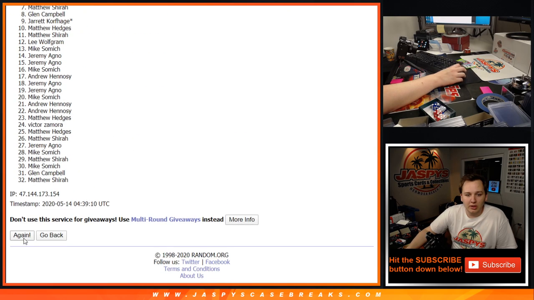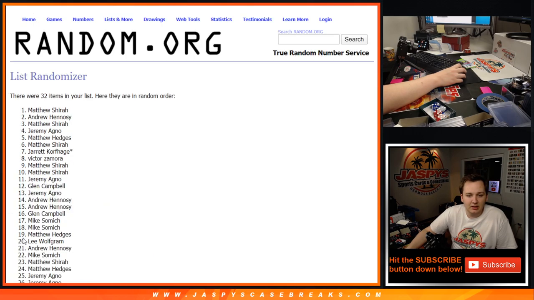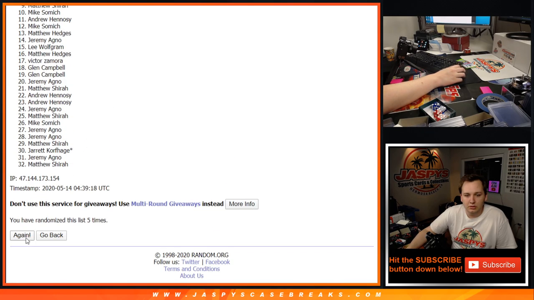Chasing some Mahomes rookies. Could get a Hall of Mahomes. PSA 10 in the thousands. 7, 8, 9th and final time.